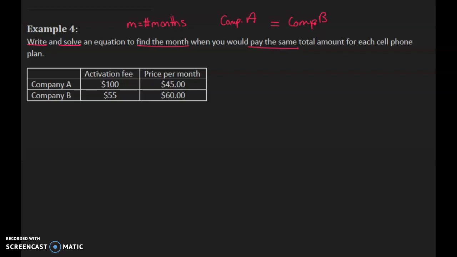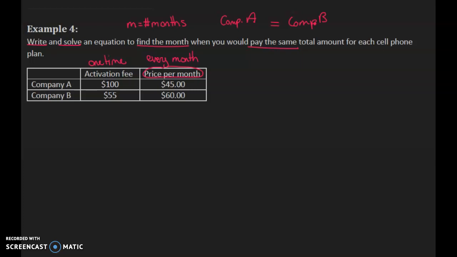So now let's talk about how we figure out which number our variable goes with. So we have an activation fee, which is a one-time fee. And we have a price per month. So this you are charged every month. So how you know where to put your variable is with the thing that changes by how long you stay in. So every month you're getting another $45, so your variable goes with the price per month.